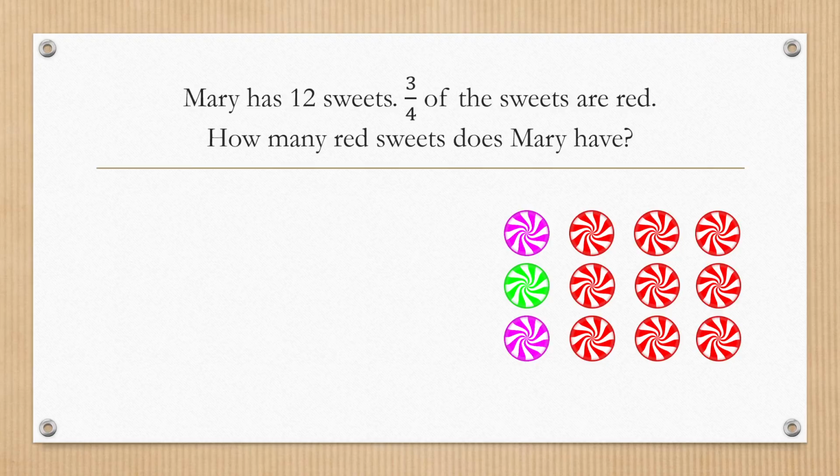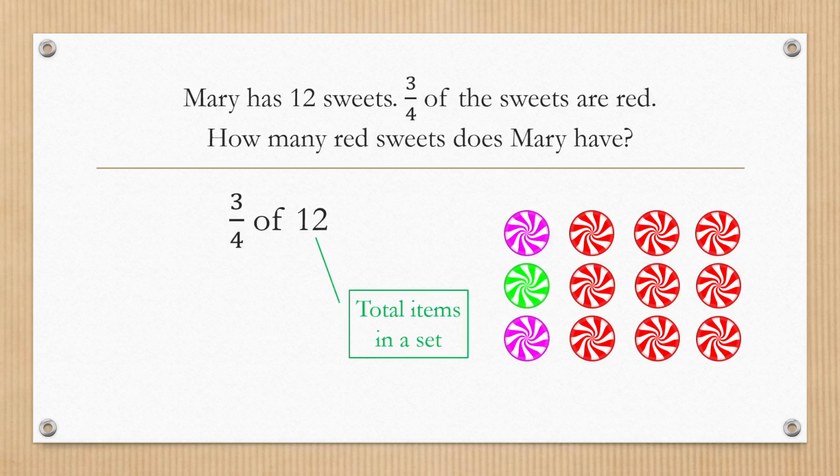First, let's look at this question over here. Mary has 12 sweets. 3/4 of the sweets are red. How many red sweets does Mary have? Okay, so first off, let's look at this part over here. 3/4 of 12. What does it mean? This 12 over here refers to the total number of items in a set. So in this question, it means that the total number of sweets Mary has is 12.